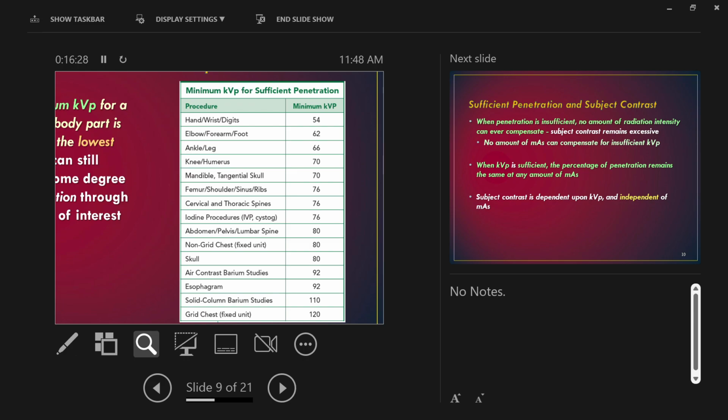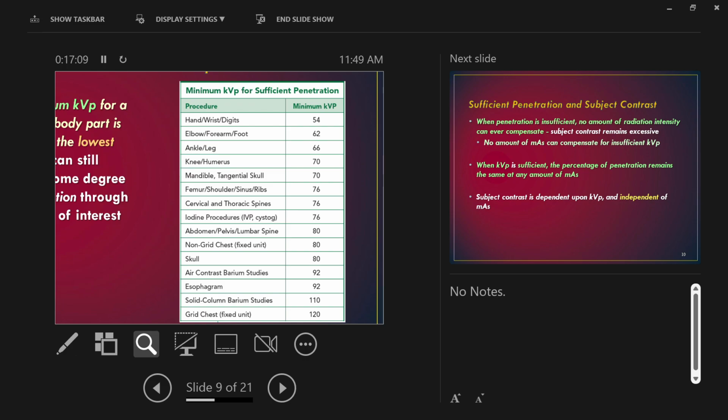Usually the thicker or denser the body part is, the higher the kilovoltage necessary to penetrate. Again, these are all minimum necessary kilovoltages. Notice how a lot of them, in this whole middle range, from skull all the way to knee, are right in that 70 to 80 kV sweet spot, okay? Many of our body parts sit right around 70 to 80. That's because most body parts have a minimum of that much. Less for the very small things, more for the very large or very dense things, like air contrast with barium.